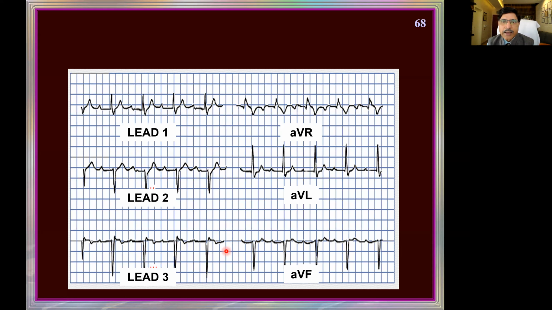Now, what is the axis? We are given all the 6 limb leads. L1, it is a positive deflection, means the impulse is going leftward. L3, it is a negative deflection, isn't it? That means the impulse is not going downward, instead it is going upward. Upward and leftward is left axis. So the L1 R wave and L3 S wave, the waves are divergent, discordant, not meeting each other. Instead, they are leaving each other. So this is a case of left axis deviation.